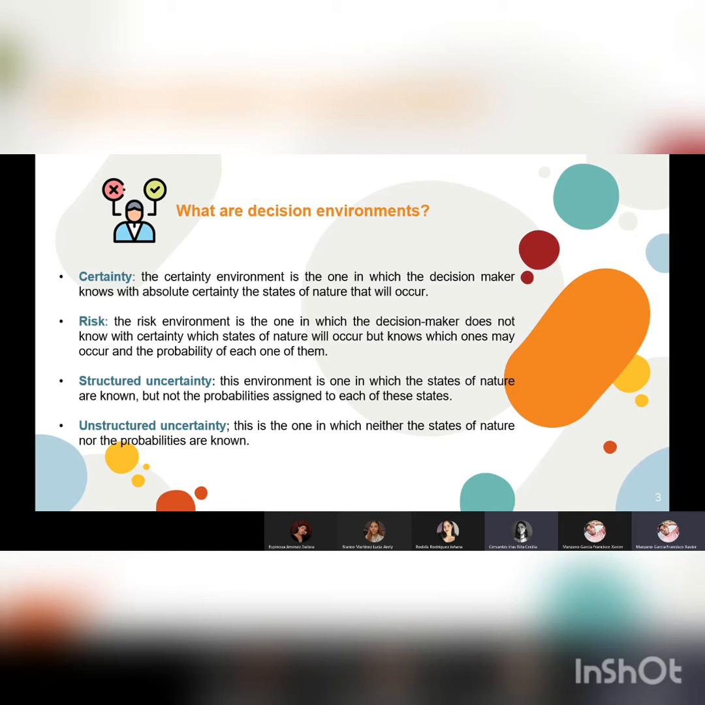Structured uncertainty. This is one in which the states of nature are known but not the probability assigned to each of these states. Unstructured uncertainty. This is the one in which neither the states of nature nor the probabilities are known.